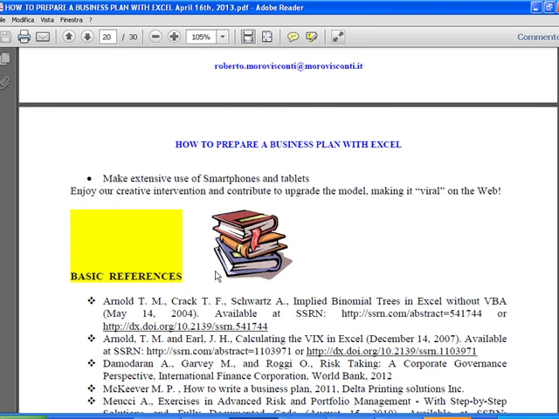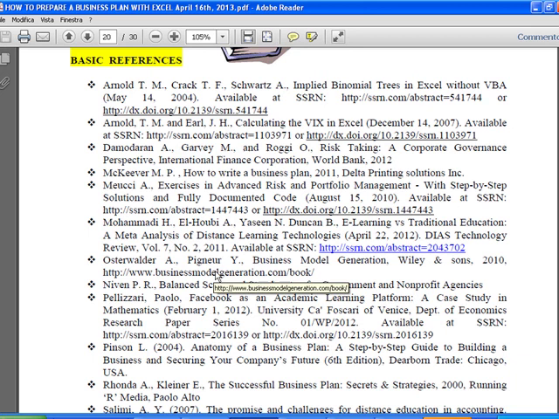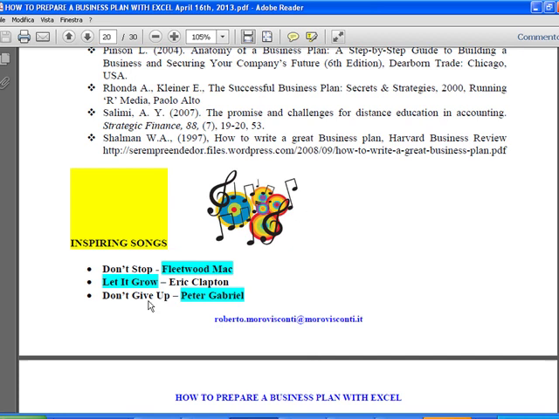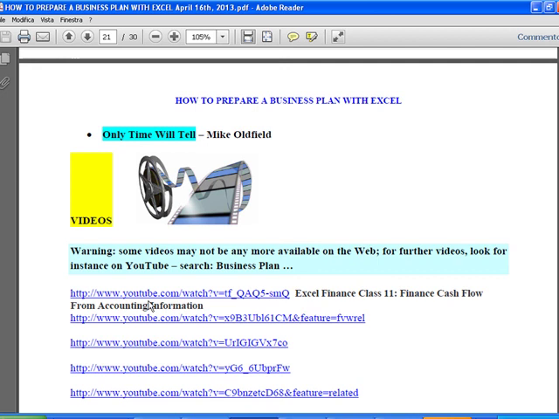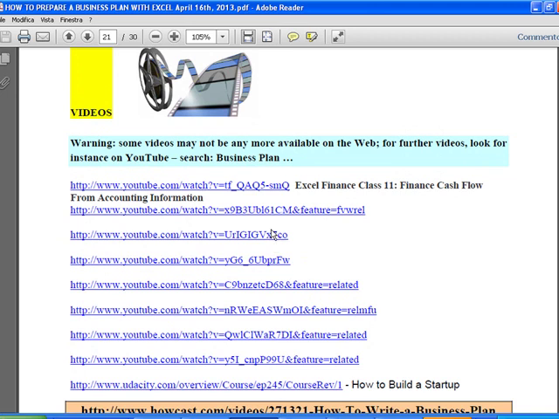Then you have basic references, very useful. You can go through them, all available from the web, free of charge. Inspiring songs: Don't Stop, Thinking About Tomorrow, Let It Grow, Don't Give Up, Only Time Will Tell. Then you can have some useful videos, again freely downloadable, mostly from YouTube, from the web. And also some websites, these are very, very useful.